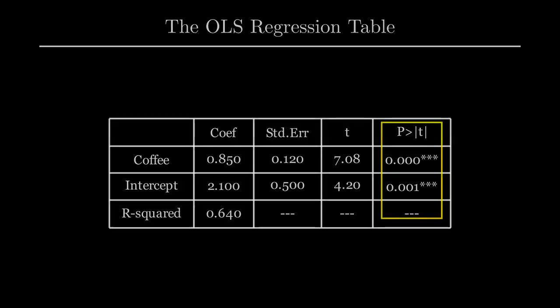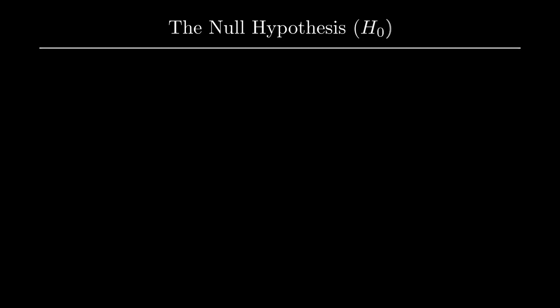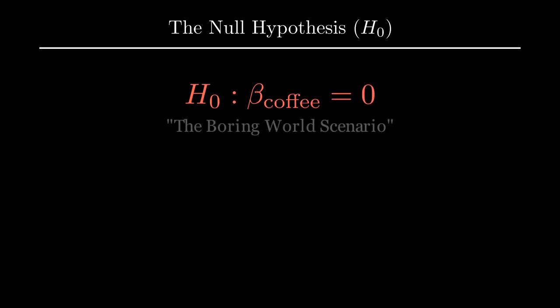To understand the p-value, we first need to meet the null hypothesis, denoted as H0. In our study, the null hypothesis is the boring world scenario. It claims that coffee has absolutely zero effect on productivity. It suggests that any relationship you see in your data is just a result of random chance or noise.